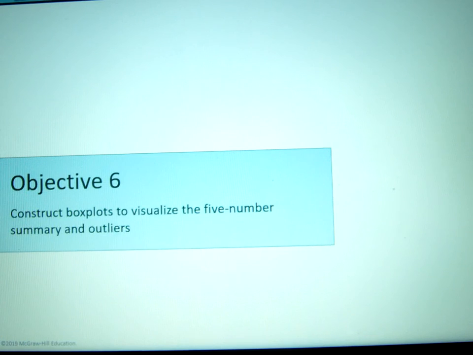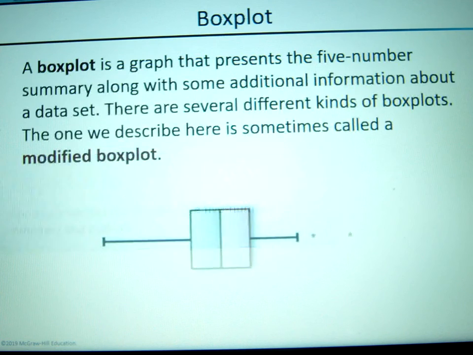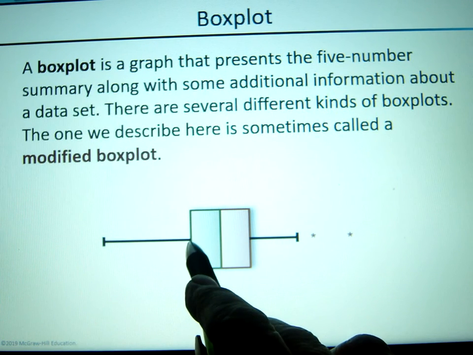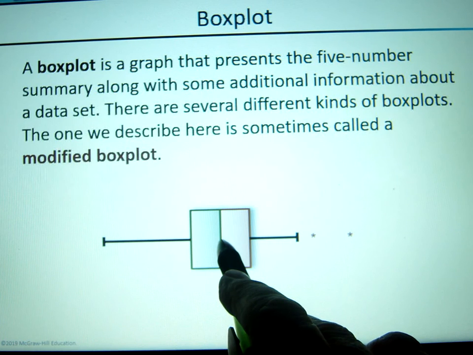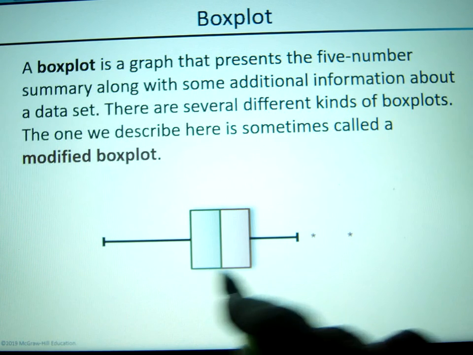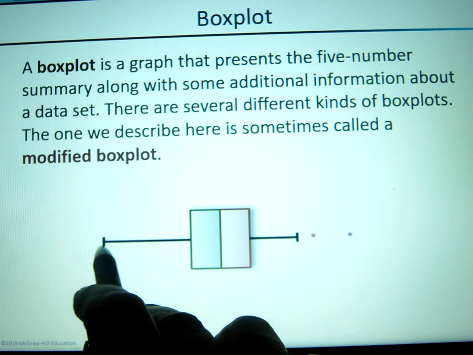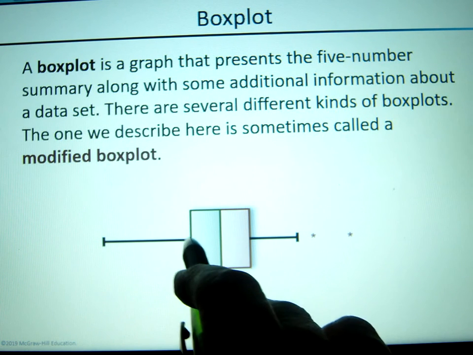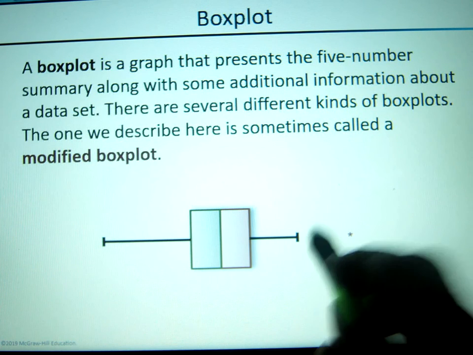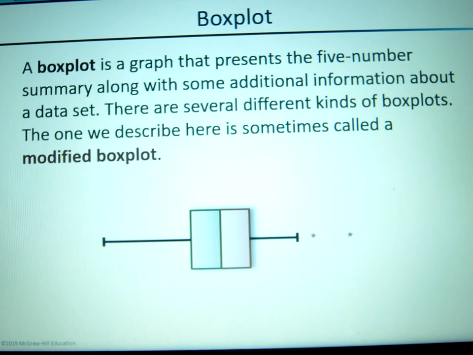Now, we're going to take a look at doing box plots to visualize the 5-number summary and outliers. A box plot looks like this. This spot is our Q1. This line here is our Q2, or our median. And this is our Q3. And then we draw a box around those two. Then we have our minimum value and our maximum value. So we take these and we extend them. Now sometimes this is called a box and whisker plot. Sometimes it's called a modified box plot.